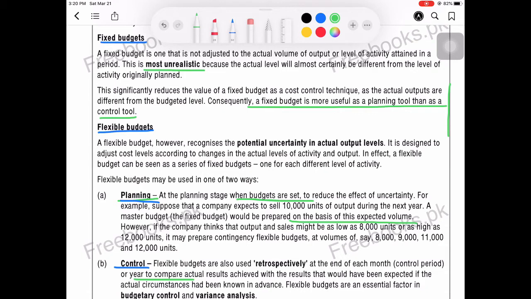Because if you have a fixed budget, obviously there are going to be changes and there will be variances. So rather than a control tool, you can use the fixed budget as a planning tool, to see what changes we expect in the future for the next year. We can figure out what we expect for the next year, instead of taking it as a control tool, which will basically show us only the planning variances.